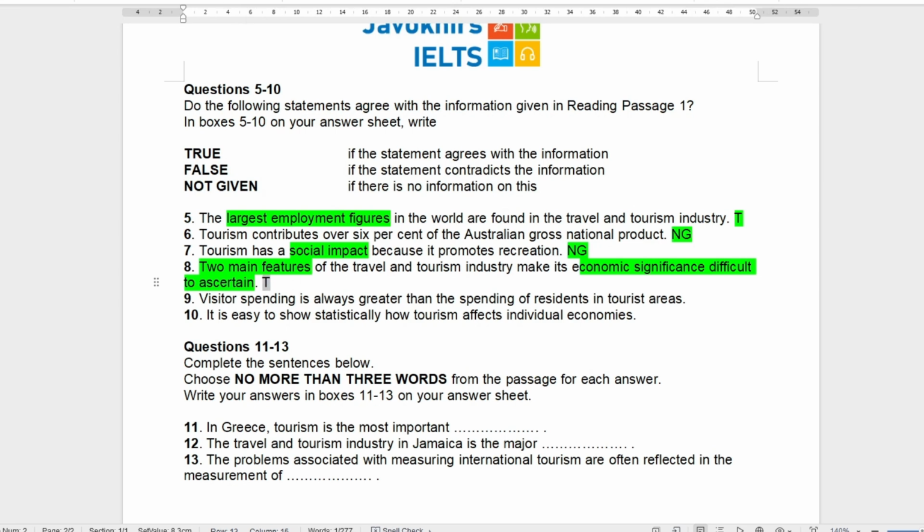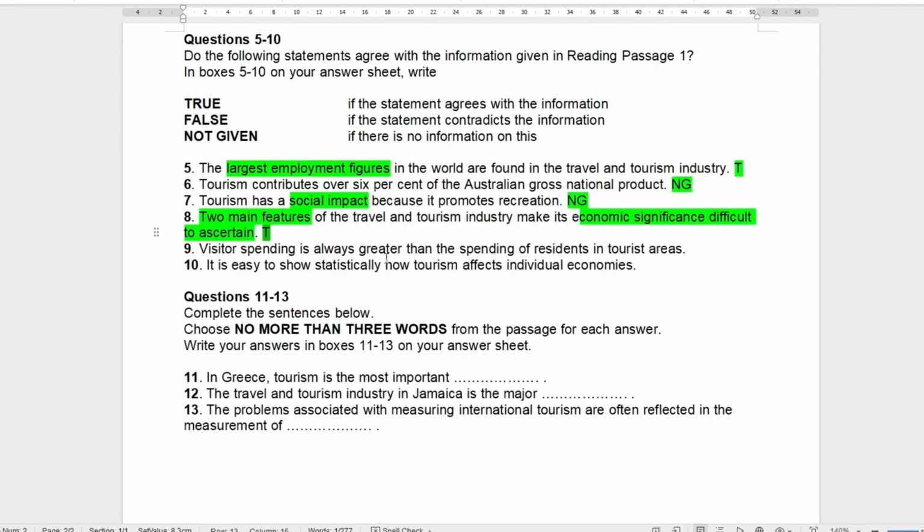I don't really believe that it's going to be false. And anyway, now visitor spending is always greater than the spending of residents in tourist areas.